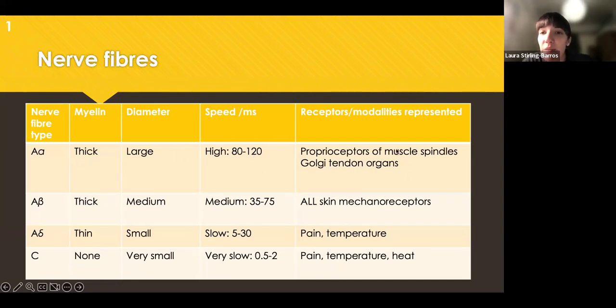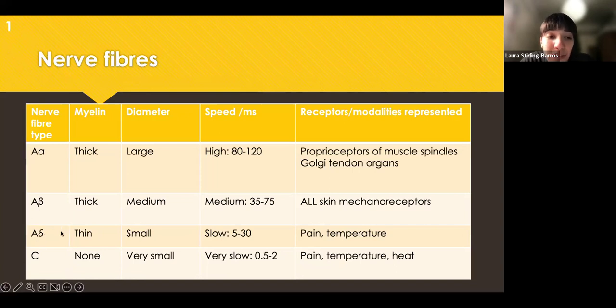And they're mainly representing proprioceptors, such as muscle spindles and Golgi tendons, which I think you'll go into in a bit more detail in the motor lecture. Whereas A beta, they're also thick myelin, but they're a bit smaller, so they're medium in size. So they're slower at transmitting the impulse than the ones with a really thick diameter. And these are in charge of all of the skin mechanoreceptors. And then finally, the A delta and C, you can think of as pain and temperature.